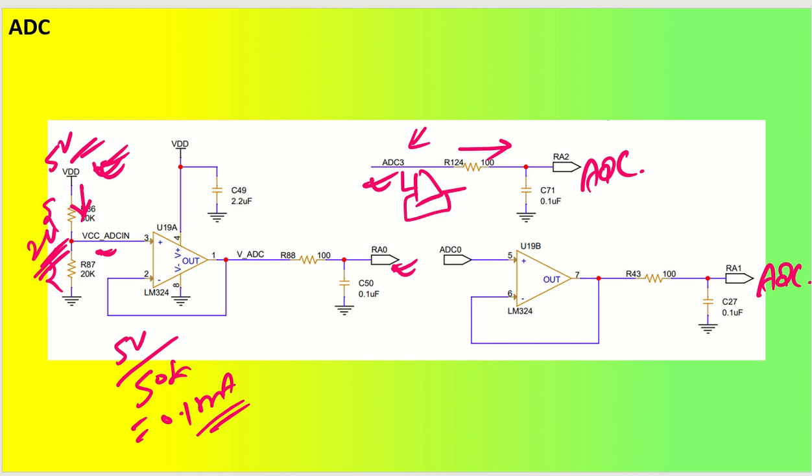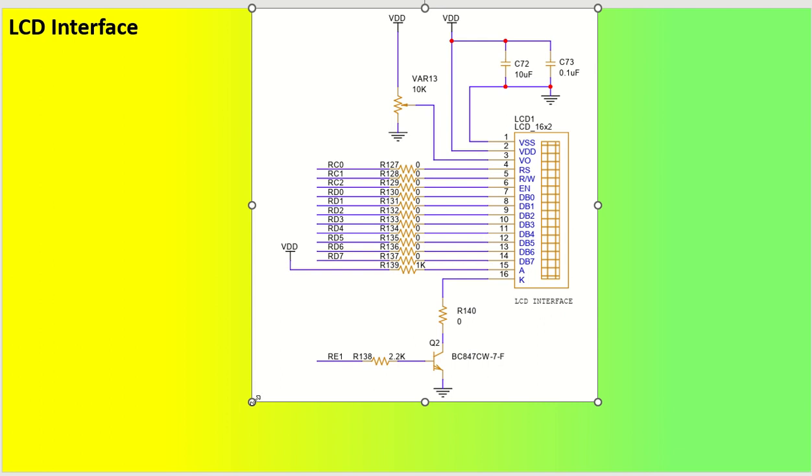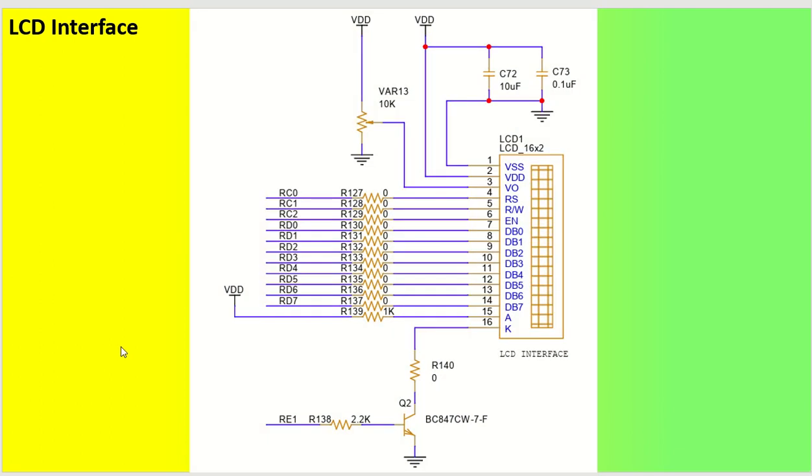Next is one more, which is going to be the LCD interface. So I have taken RC0, RC1, RC2 and RD0 to RD7. I already told you that this particular microcontroller has the capability of 8-bit data communication through RD0 to RD7 pins. So the RD0 to RD7 pins have been used for the LCD data communication, that is DB0 to DB7.